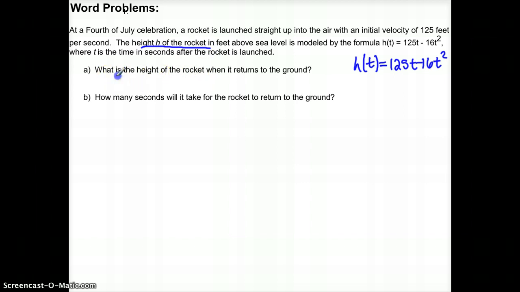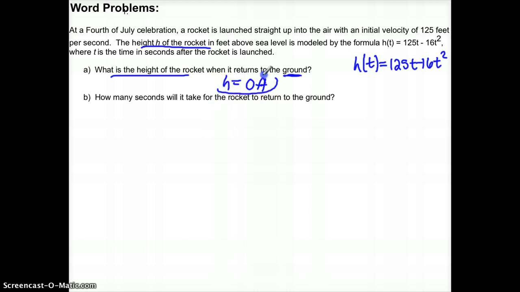So, what is the height of the rocket when it returns to the ground? Well, how do we know when it returns to the ground? Ground level, h equals 0. Okay, that is it. The height of the rocket when it returns to the ground, it's going to be at 0 feet. On the ground, that's going to be considered your 0. Part B, how many seconds will it take for the rocket to return to the ground?